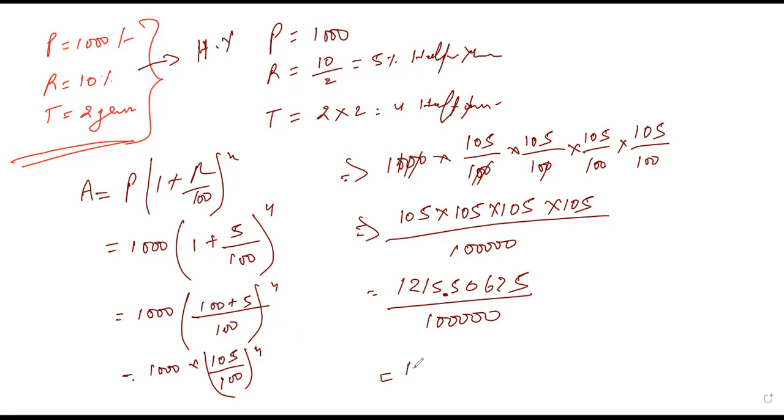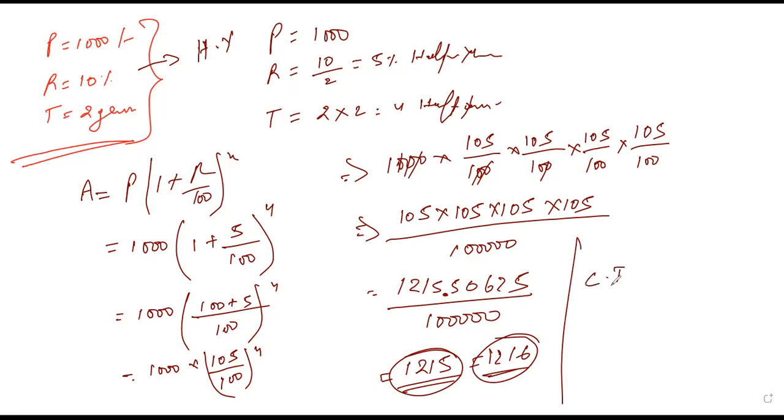So here it is going to be 1215. We will take it as the rounded-up value. So 1215 or 16 also you can write. So you can write 1216 also. So this is the amount which is going to be paid. So what would be the compound interest? Compound interest is equal to, again, amount minus principal. So you just go for it, 1216 minus 1000. So it will be 216.